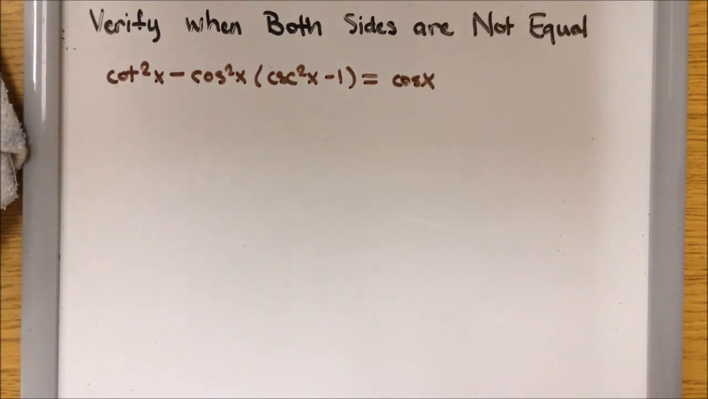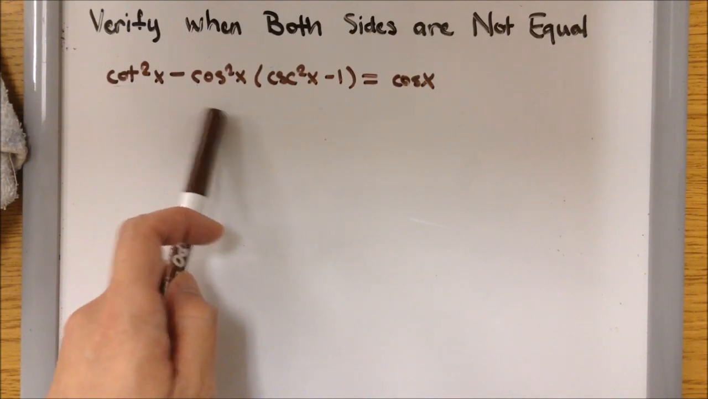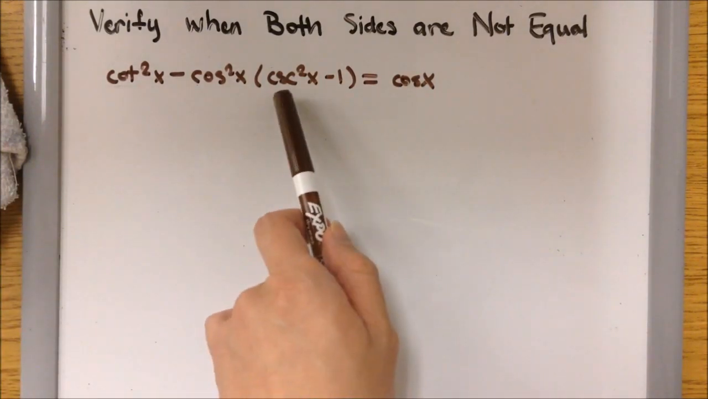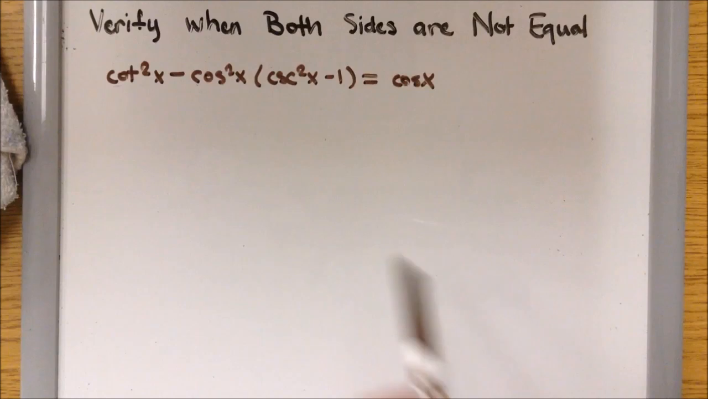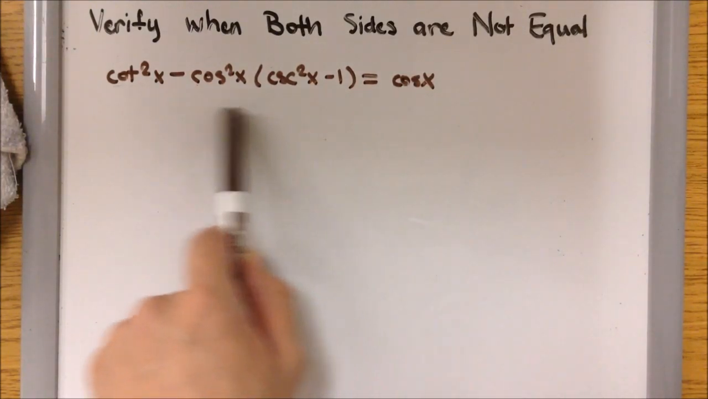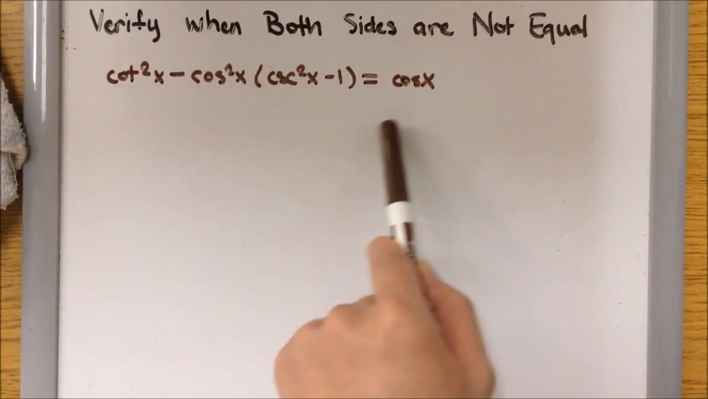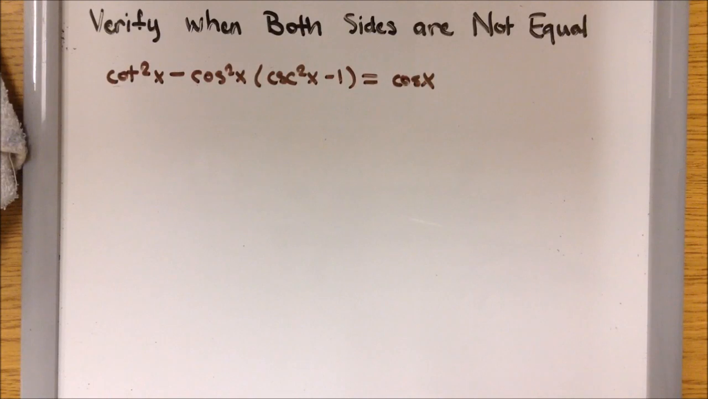In our second example, we have cotangent squared x minus cosine squared x times cosecant squared x minus 1, and it's supposed to equal cosine x. So that means we're going to try to convert the left side, which is the most complicated side, into the right side. Now, before I can do any kind of work, I need to take a look at this one right here.